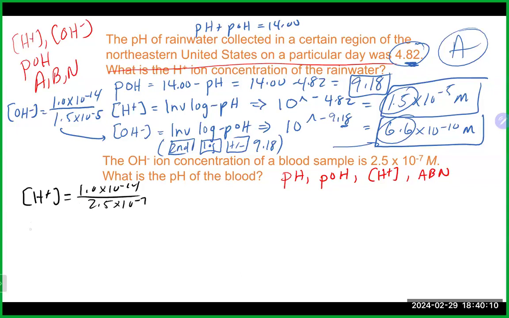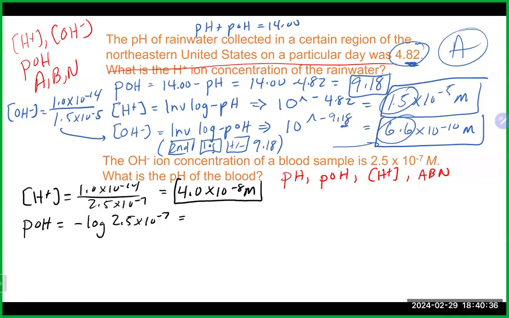We could also get the pOH right off the bat by taking minus the log of our OH minus concentration. So we did both of those. See what we end up with here. 1 times 10 to the minus 14 divided by 2.5 times 10 to the minus 7 is going to get me a 4.0 times 10 to the minus 8. And we do need a concentration, so we'll do minus the log of 2.5 times 10 to the minus 7, which is going to give us a pOH of 6.60.